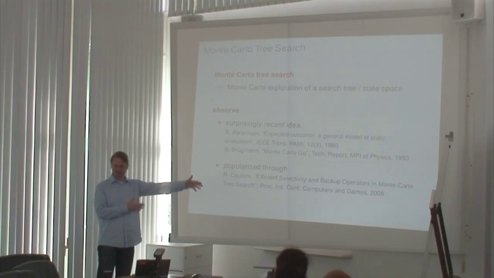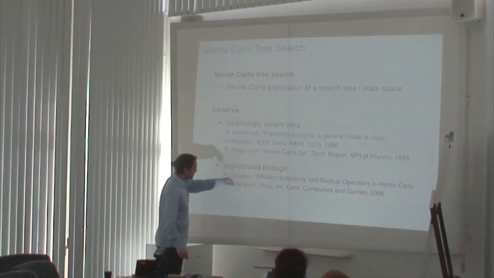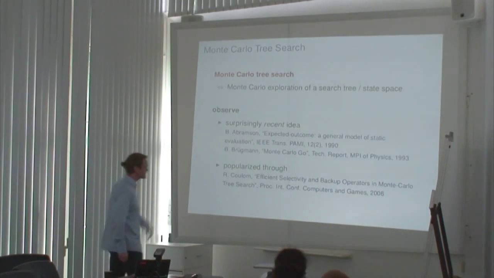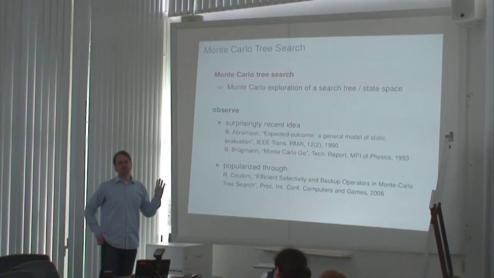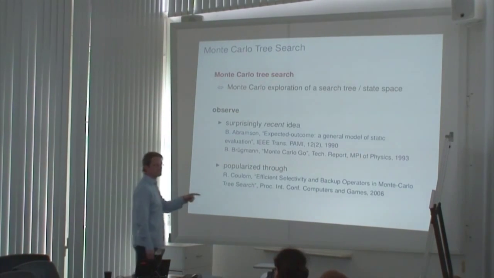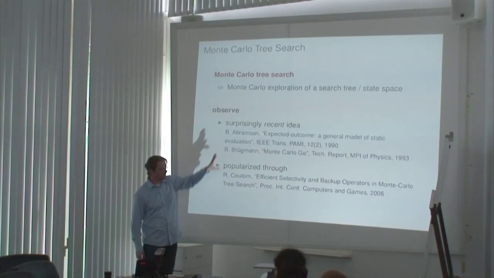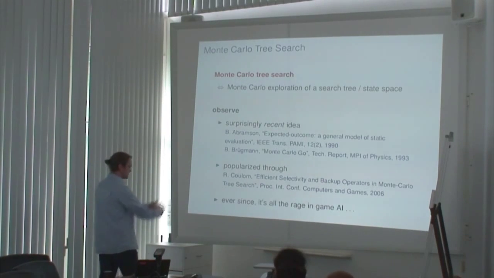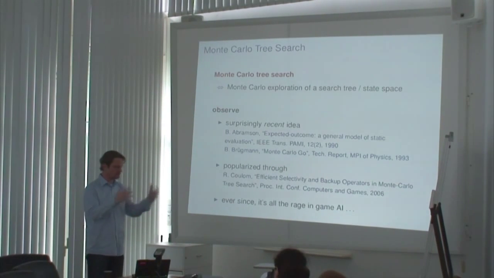And then, we're talking 2006 now, so basically just yesterday, if you wish, a guy called Coulom published this in the proceedings of the International Conference on Computers and Games, Efficient Selectivity and Backup Operators in Monte Carlo Tree Search. Ever since 2006, people who are doing research in game AI have caught on. It's basically a fresh idea anyway, but its popularity is even fresher. It's all the rage in game AI these days. Depending on what journal or conference proceedings you read, every second paper is about Monte Carlo tree search.